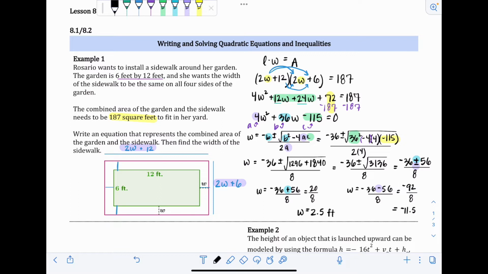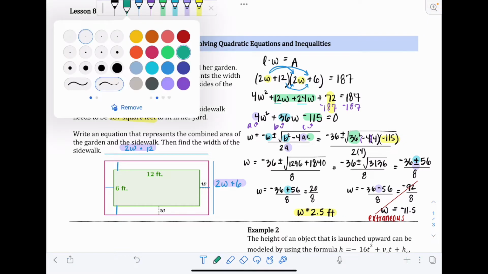So you can't have a negative distance, and since we're trying to find the width of the sidewalk, it doesn't make sense to have a negative width. So it is like we didn't do anything wrong. It's still technically a solution. It's just called an extraneous solution. It's one that doesn't actually make sense in the context of the problem. And this is how it is spelled in case it never comes up for you. But our actual answer for this problem would be W equals 2.5 feet.